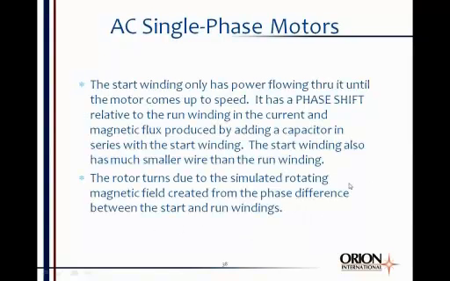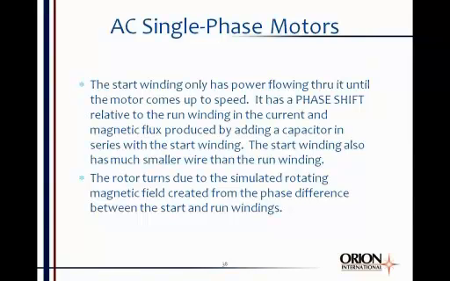Now, the start winding only has power flow through it until the motor starts turning, okay? And there's a centrifugal switch that opens. That's that starting winding switch after the motor starts turning. How they start is there's a phase shift in the start winding relative to the run winding, in both the current and the magnetic flux, produced by adding that capacitor in series with the start winding. That creates a phase difference between the start winding and the run winding.